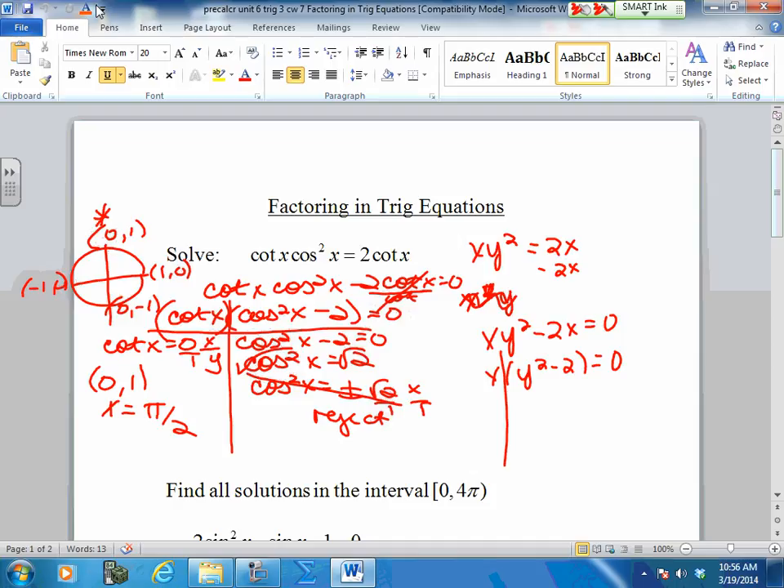If I want all solutions, how would I write all solutions? Pi over 2 plus what? 2 n pi. I want to come back around. Where n is any integer.